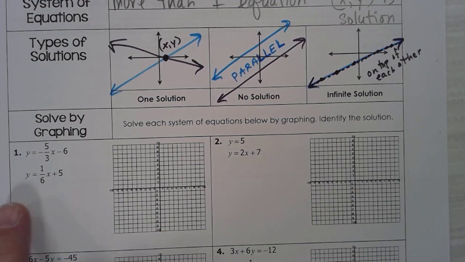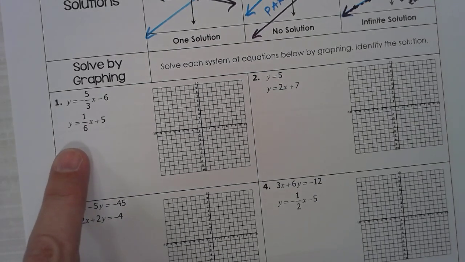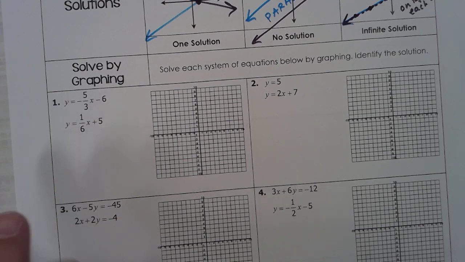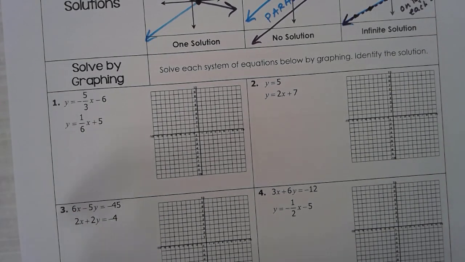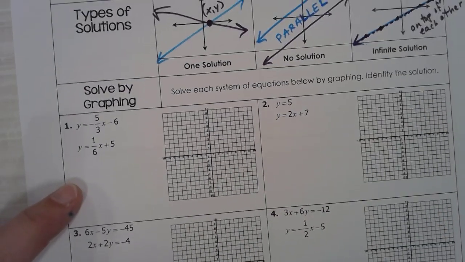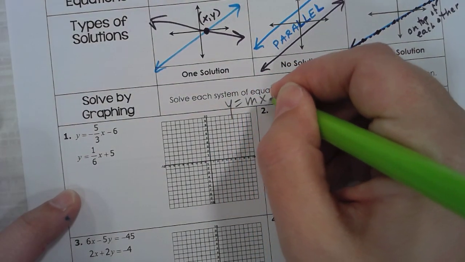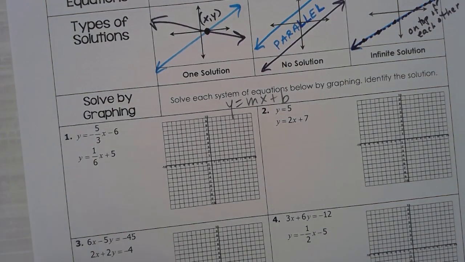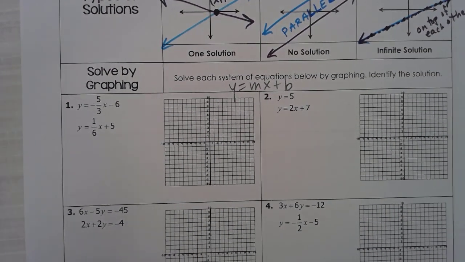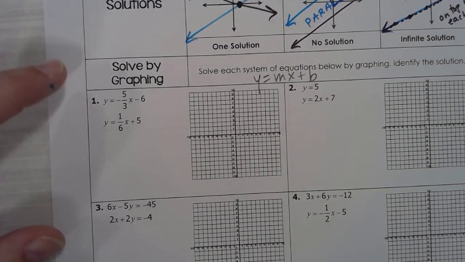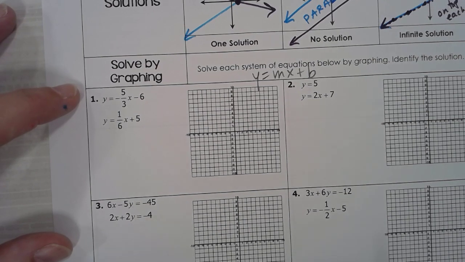Or if my equations are already in y equals, or they're very easy to change to y equals, I don't need to do a whole lot of work ahead of time to force myself into graphing. So for graphing, you're looking for your equations in y equals mx plus b so that you can draw a real quick graph. Number 1 and number 2 are already in that format, so I would graph those.